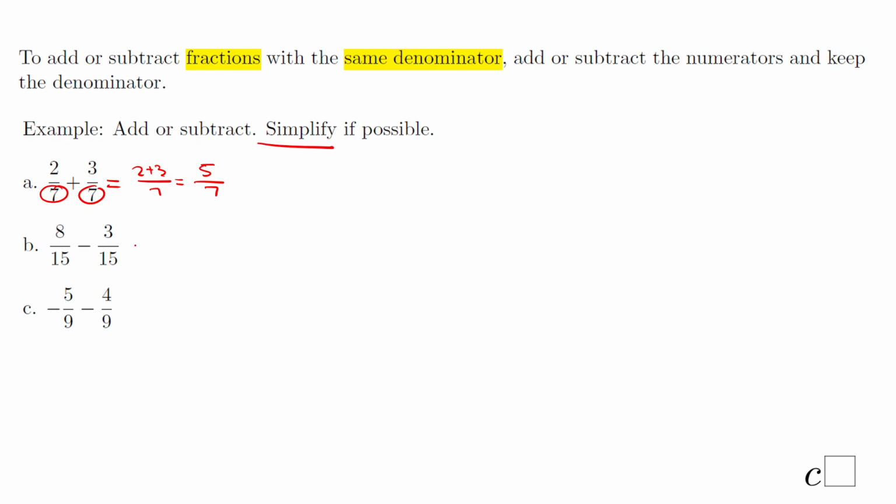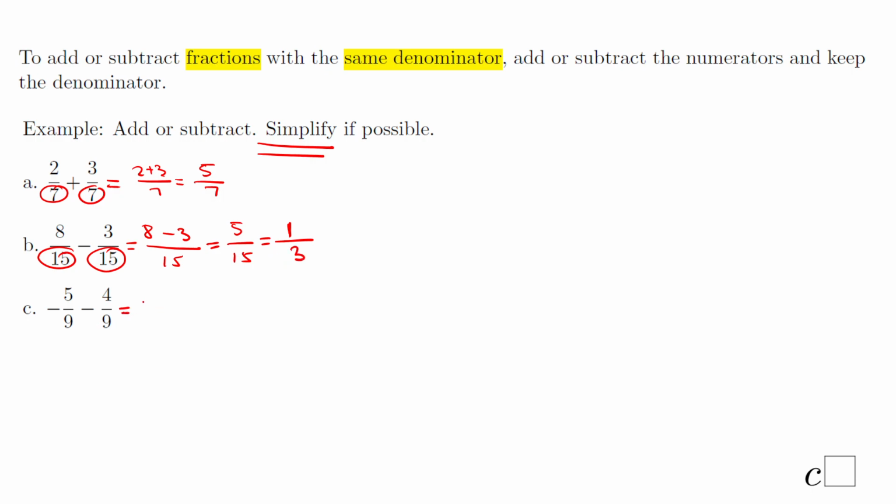Simplify if possible. So let's take a look at B. We notice the same denominator, 15. Keep it, 8 minus 3 for the numerator. 8 minus 3 is 5, 5 over 15, and again, simplify if possible. 5 over 15, they both are divisible by 5. 5 divided by 5 is 1, 15 divided by 5 is 3.